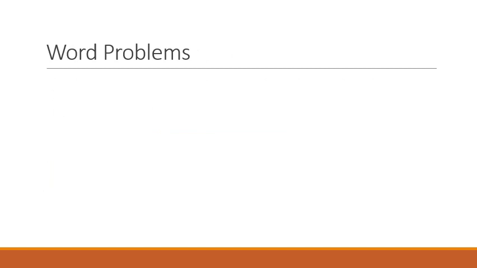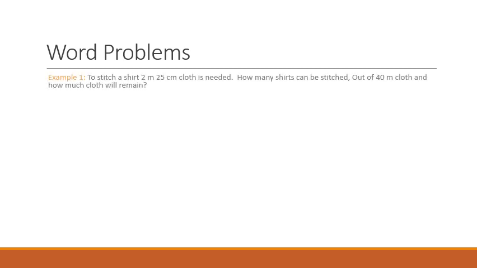Now let's see a few word problems which are using large numbers. So the first example, example 1. To stitch a shirt, 2 meter 25 centimeter cloth is needed. So how many shirts can be stitched out of 40 meter cloth and how much cloth will remain? So let's see the solution.